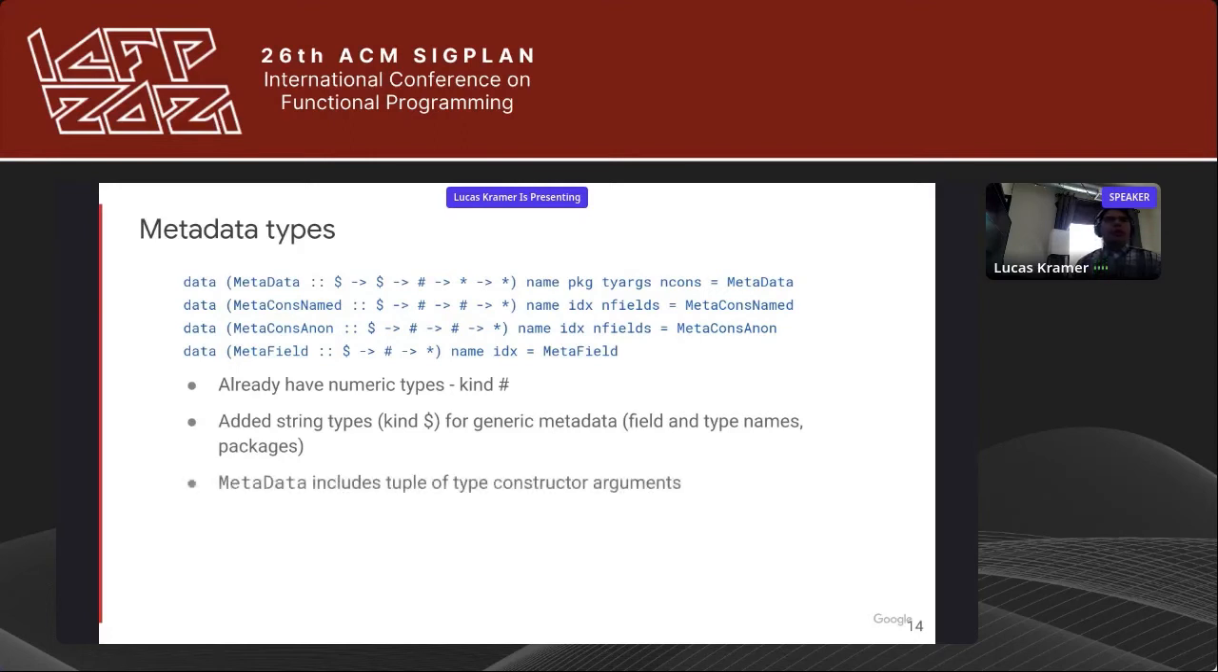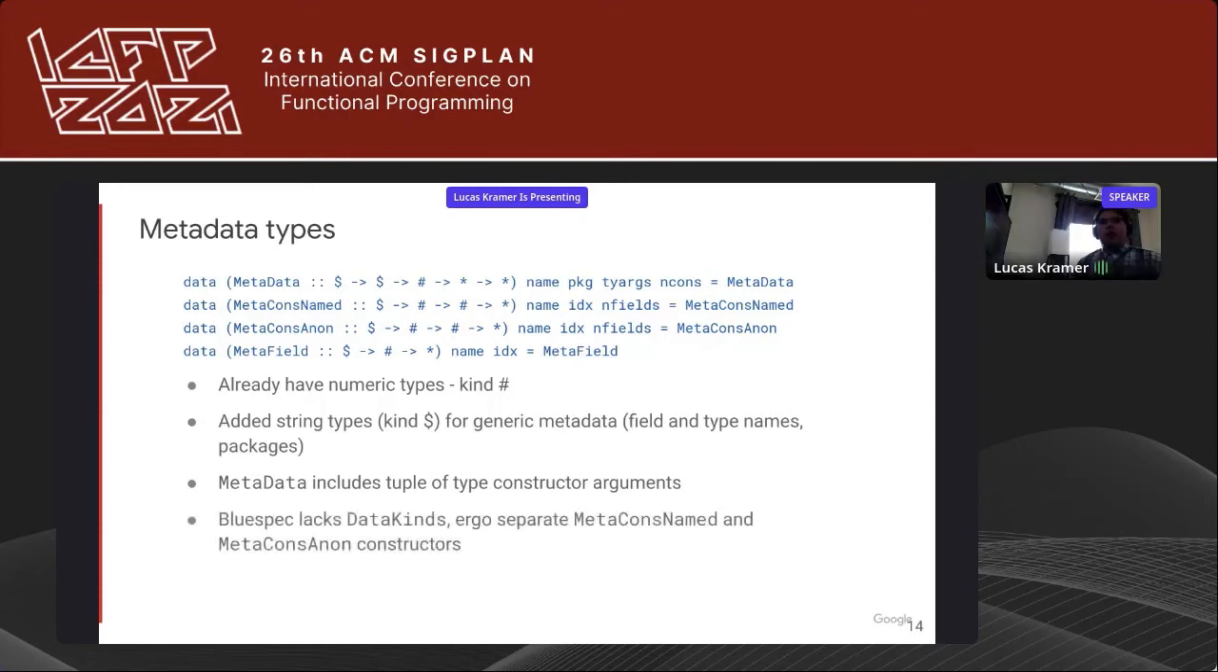Another interesting thing is that we are including in the metadata type for data a tuple of all the type constructor arguments that were given to the type, which we needed for a couple of things. It lets us do stuff like print the type as part of a generic implemented type class, or do type name mangling for generating C code, which is a cool thing we did. I'll mention it later.